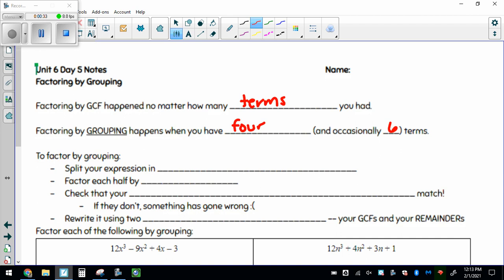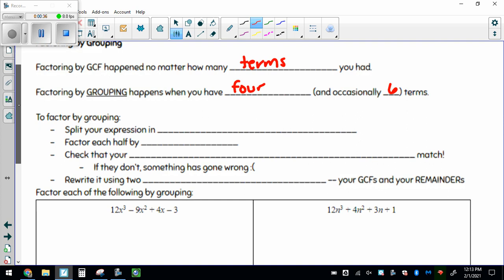All right, so here are the steps for factoring by grouping. The first thing is to split your expression in half. That's why it's important that you have an even number of terms, so that you can find it halfway. 2 terms in the front, 2 terms at the back. Then factor each half by GCFs. Find the GCF of the first half and the GCF of the second half.